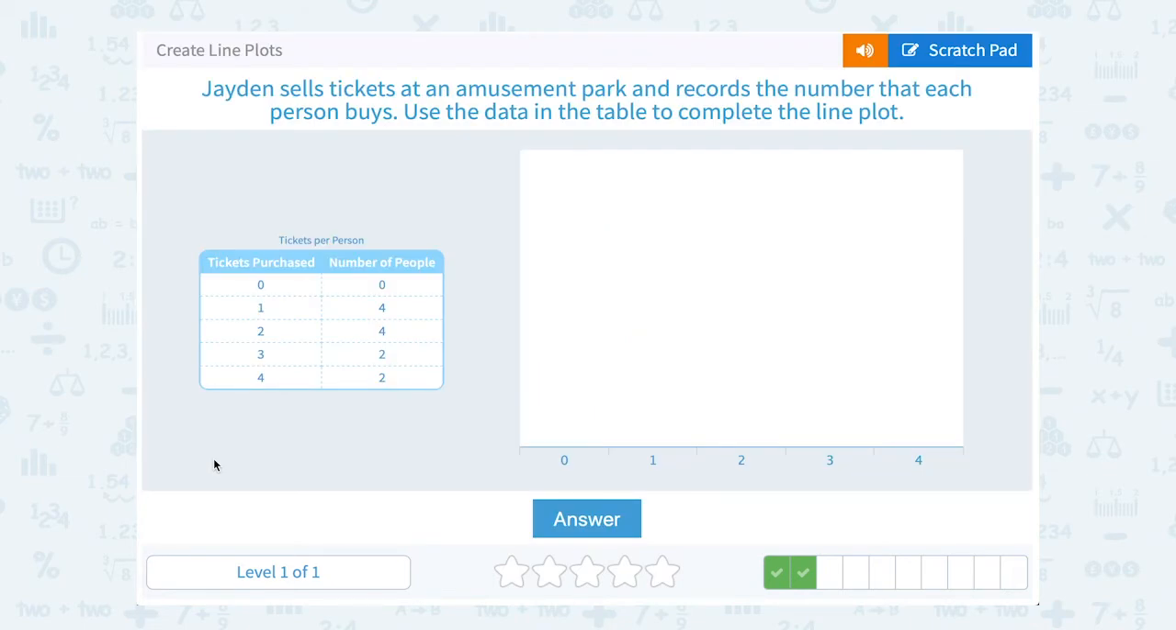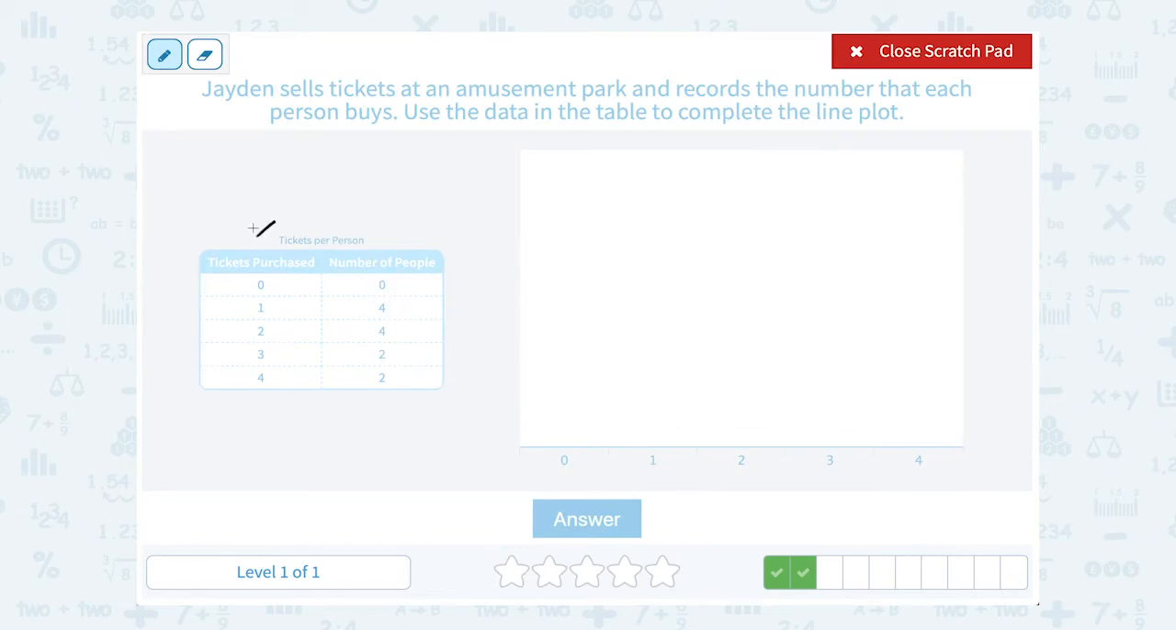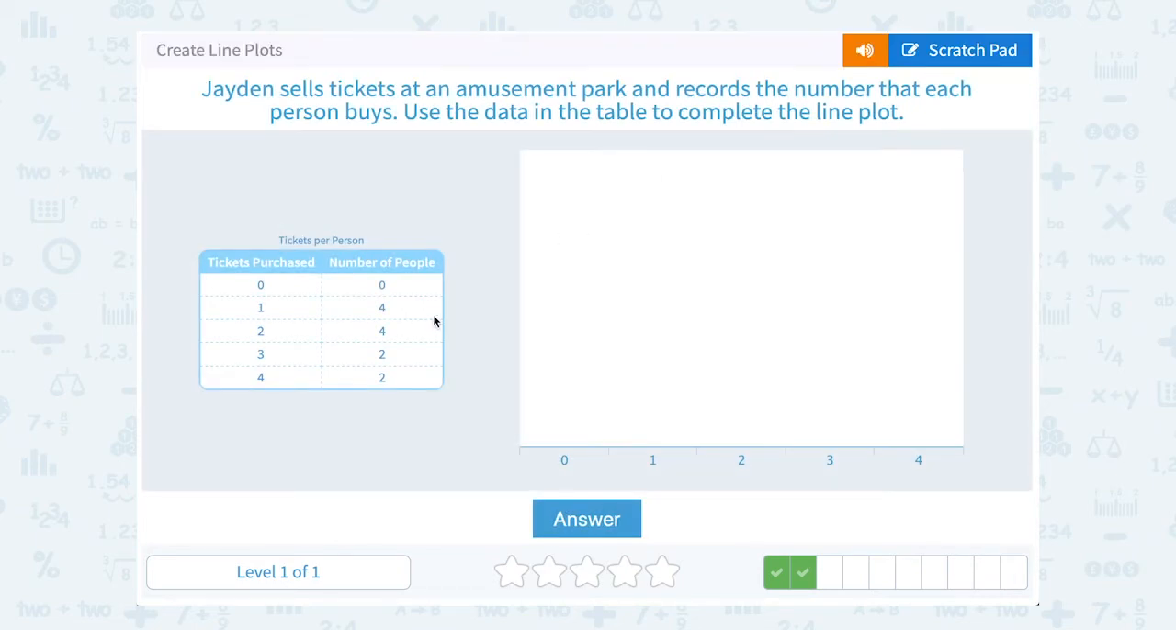Jaden sells tickets at an amusement park and records the number that each person buys. Use the data in the table to complete the line plot. Okay, well, in the first column, or the X column, we have the number of tickets purchased. So those same numbers, 0, 1, 2, 3, and 4, are across the x-axis. So what I want to do is use the height of my stack of X's to represent how many people purchase each one of those numbers.